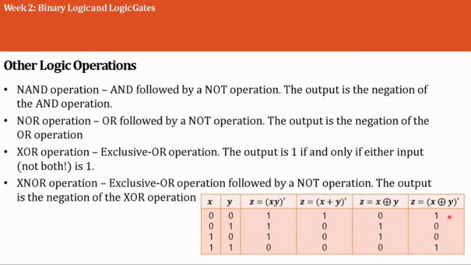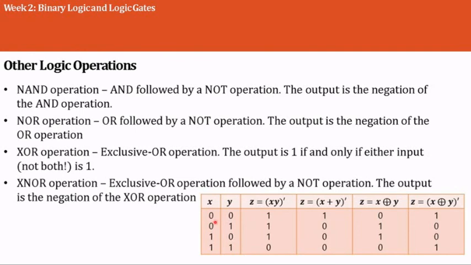So for XNOR, it's just the opposite of XOR. If our inputs are the same, we will have an output of 1. And if our inputs are different, our output will be 0.